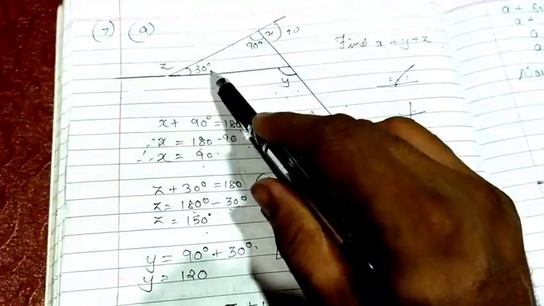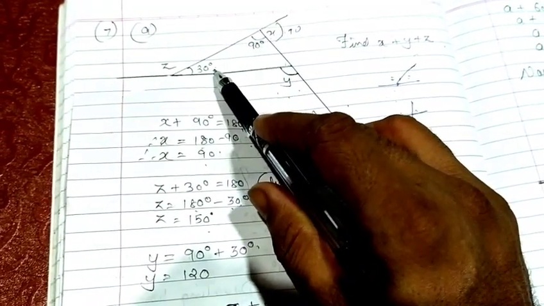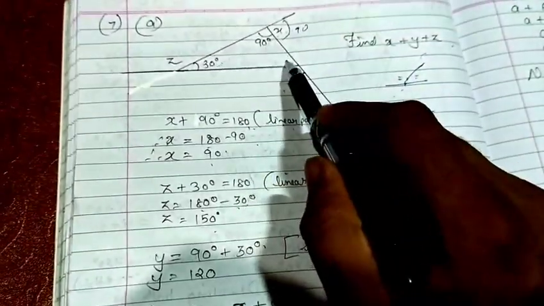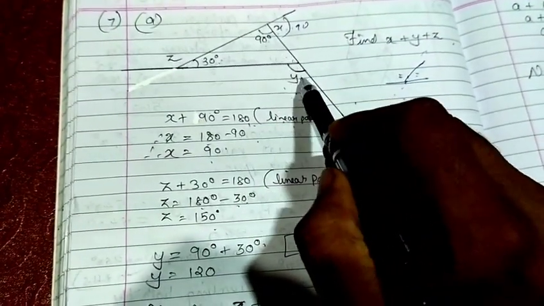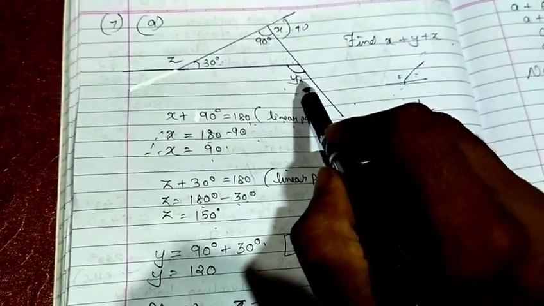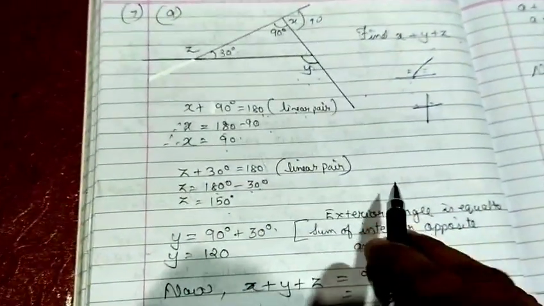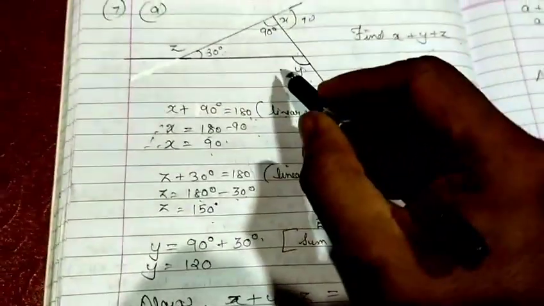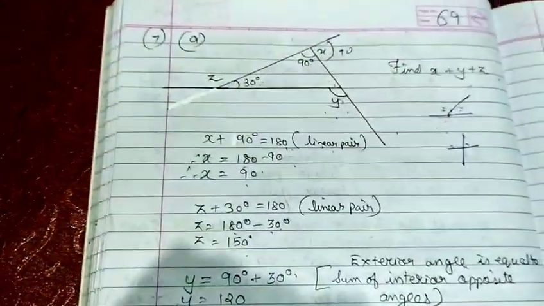So 90 plus 30 is 120. Now what is left? 180 minus 120 is 60, and 60 through linear pair, you can easily find the value of y. Or you can use another condition, let us do it over here.